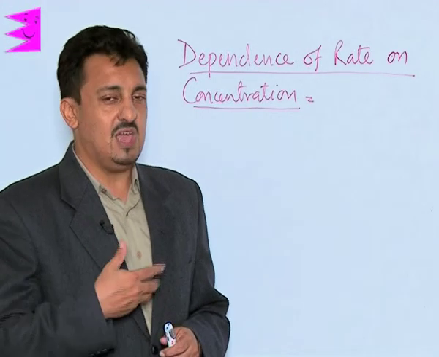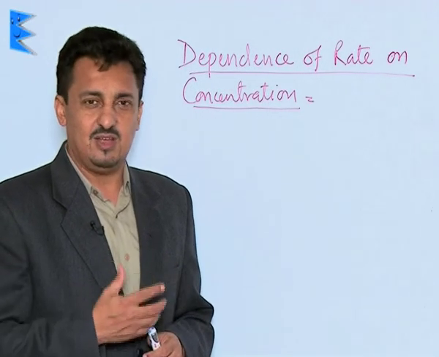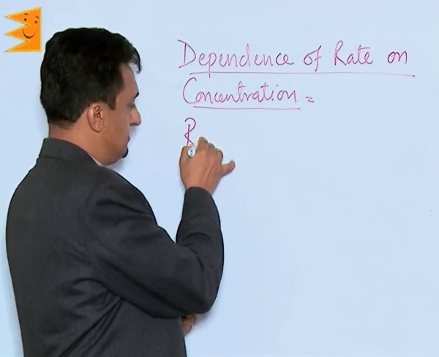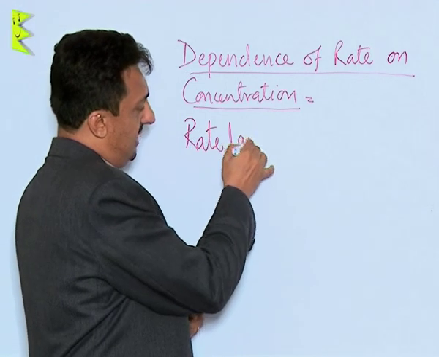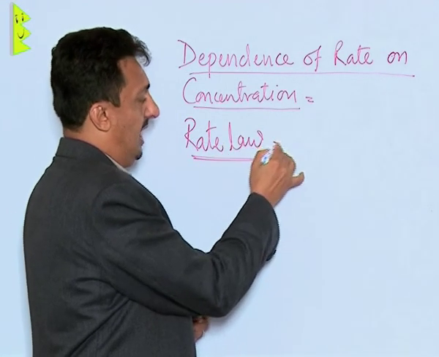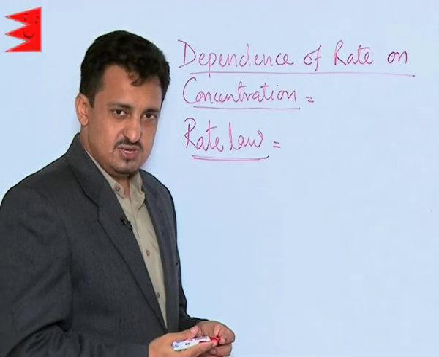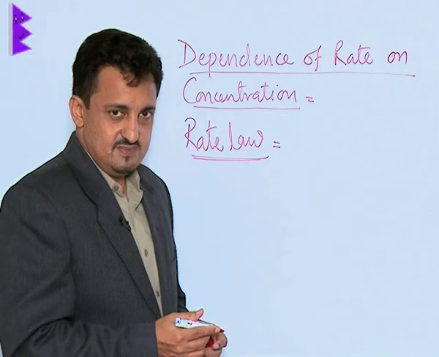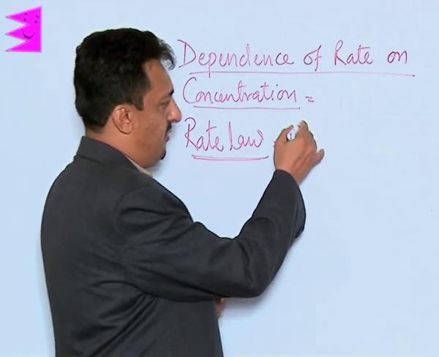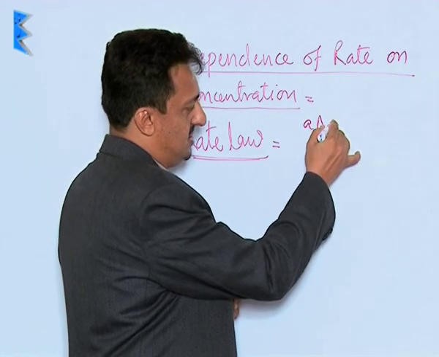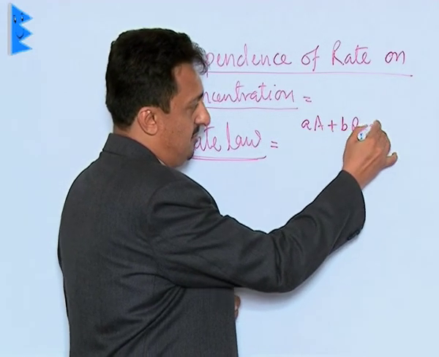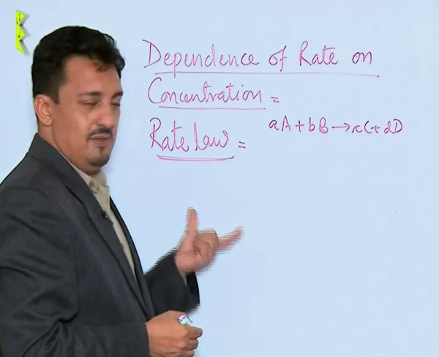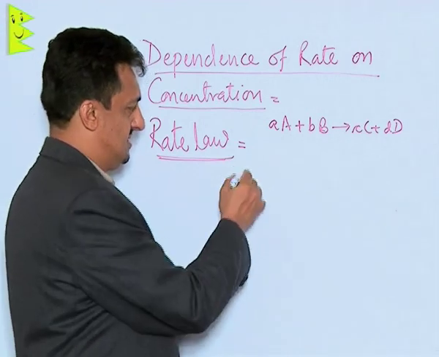And in this process, we came to know about the third type of method of finding out the rate of the reaction, which is called rate law. This rate law helps us to find out the rate of the reaction, which mainly depends on the concentration of the reactants. Now, this rate law, for a reaction in which a moles of A reacts with b moles of B to form c moles of C and d moles of D, is defined as follows.